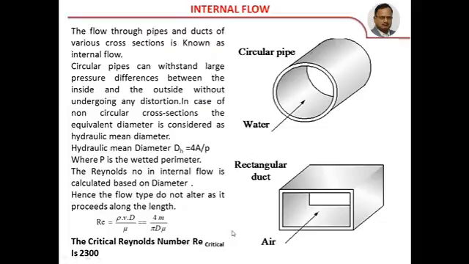Most of the students confuse here. They consider Reynolds number 2300 as the critical value even for external flow also. It's not so. Only for internal flow, the Reynolds number critical value is 2300. For external flow, it is 5 into 10 power 5.